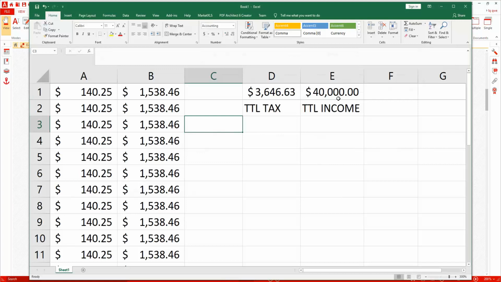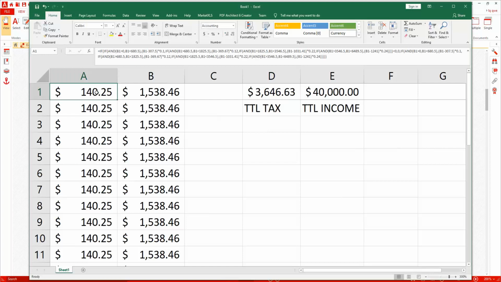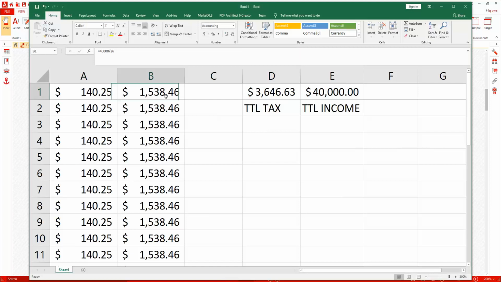What you're looking at is total income for the year, okay, and this is total tax for the year. And remember, this is assuming $40,000. This is assuming that you used the W-4. This is how much tax you'll actually pay if you use the W-4 and you don't calculate your taxes yourself, okay. This is your taxable withholding from every pay period, and this is the actual check amount, okay.